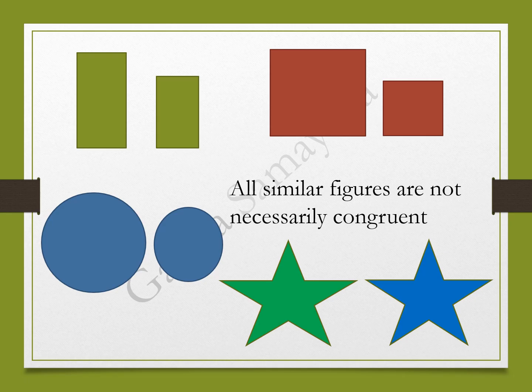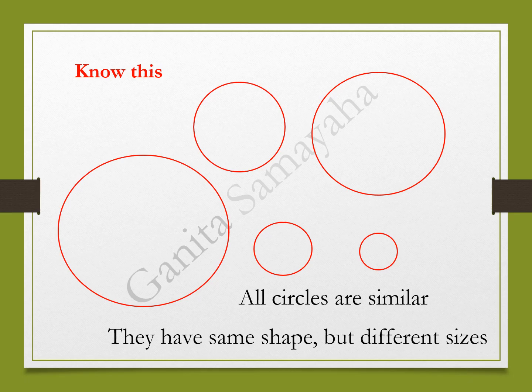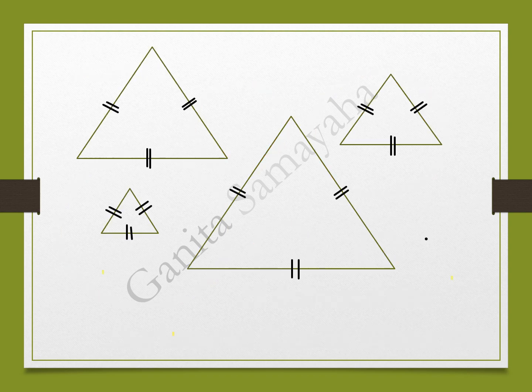So, let's proceed further. Here, you can see a set of circles. They're all of varied sizes. Are all of them similar, children? Yes, all circles are similar. They are all of the same shape but different in sizes.